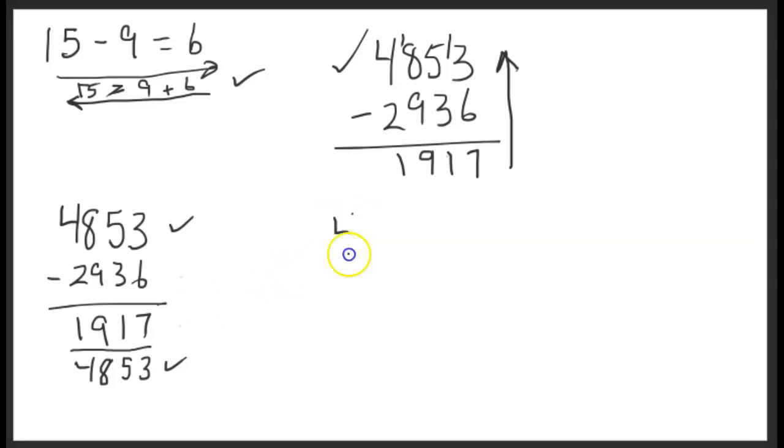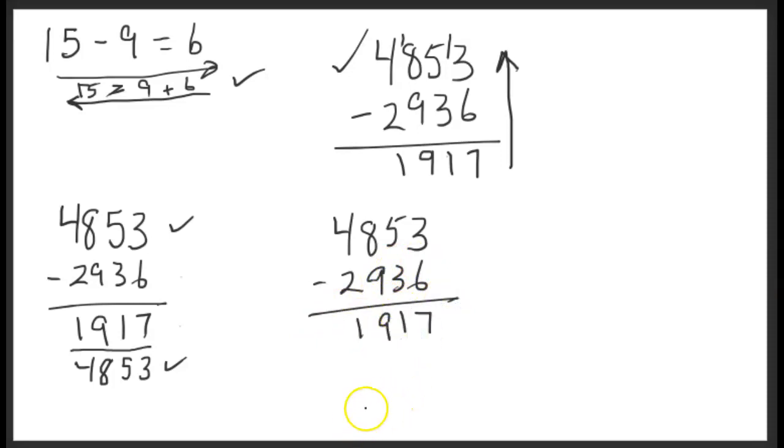Now, working with that same problem, 4,853 minus 2,936, and we know that that equals 1,917. We could also do our check numbers, right? So 4 and 8 is 12, and 5 is 17, and 3 is 20, 2 and 0 is 2. So the check number here is 2. 2 and 9 is 11. 11 and 3 is 14. 14 and 6 is 20. 2 and 0 is 2. Right? And then down here, 1 and 9 is 10. And 1 is 11.